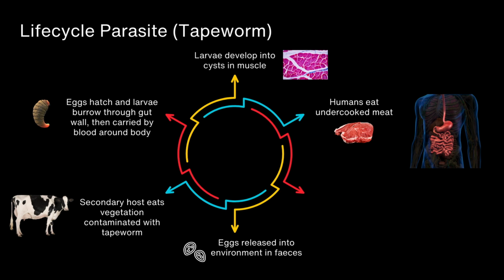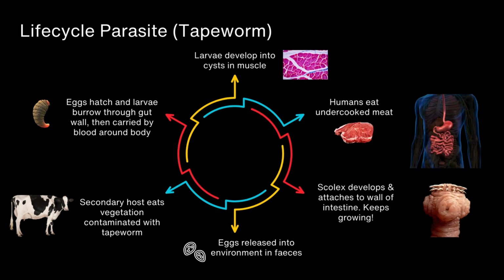And then humans become part of this life cycle. So humans eat this undercooked meat, and as a result of that, the tapeworm then becomes established inside the human small intestine.